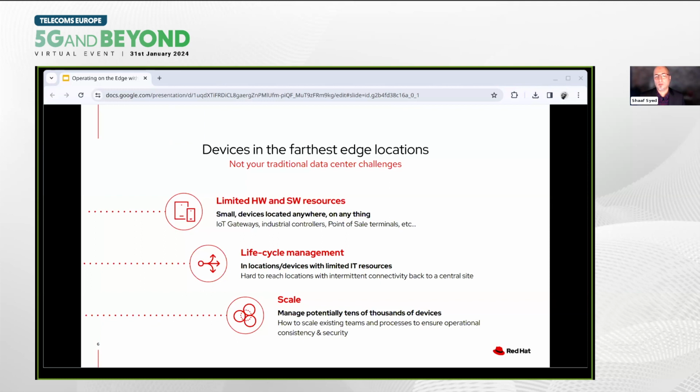When we are looking at it, from the furthest on the left, we have hardware and software that is limited, based on certain restrictions of the hardware. The software is also limited, but more interestingly, how do we actually manage the life cycle of these resources? They're hard to reach locations. Connectivity can be an issue. How does that manage together?